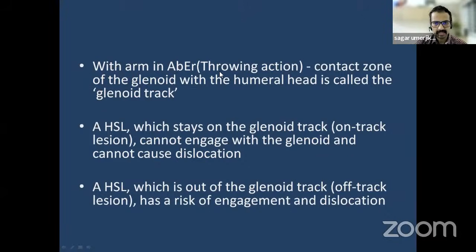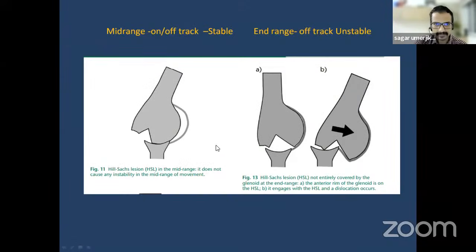With the arm in abduction and external rotation, that is the throwing action, the contact zone of the glenoid with the humeral head is called the glenoid track. A Hill-Sachs lesion which stays on the glenoid track cannot engage with the glenoid and cannot cause dislocation. A Hill-Sachs lesion which is out of the glenoid track has a risk of engagement and dislocation. So I just want to reiterate here that there is something called an on-track and off-track lesion. The on-track lesions don't get dislocated, the off-track lesions get dislocated.